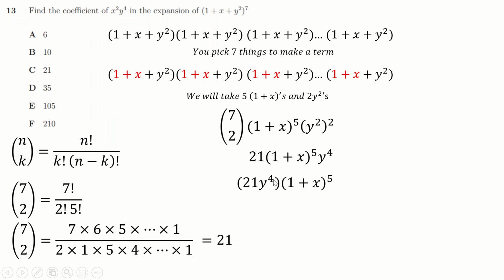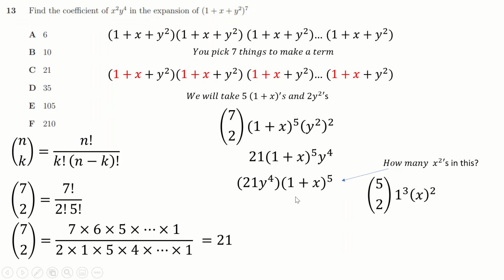And now what I want to do here is I want to just collect that y to the 4 over here and say, well, actually, all I need is an x squared term out of this. So I've got this bit here, and I'm just looking for my x squared terms from here, and then I should be fine. But again, that's just choosing to get x squared out of this. I'm choosing 3 of those and 2 of those. So that's 5 choose 3 or 5 choose 2.